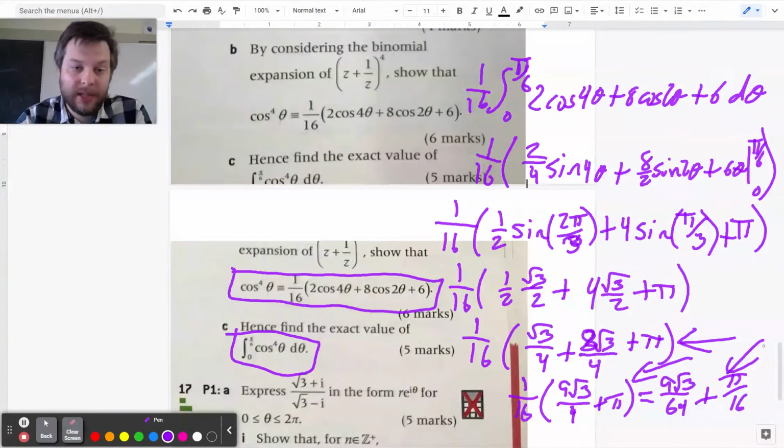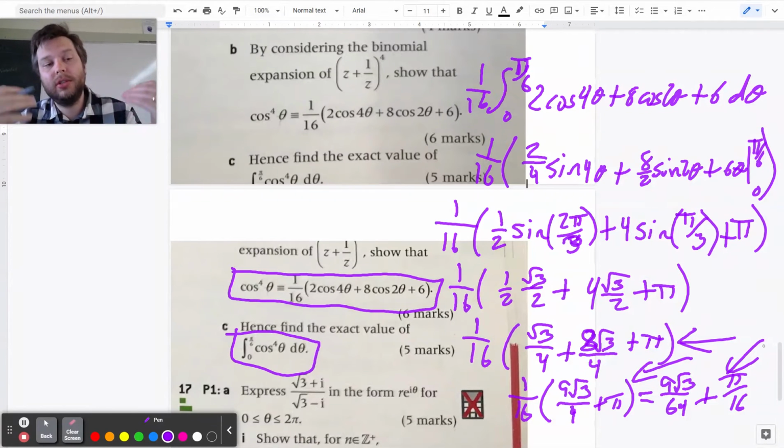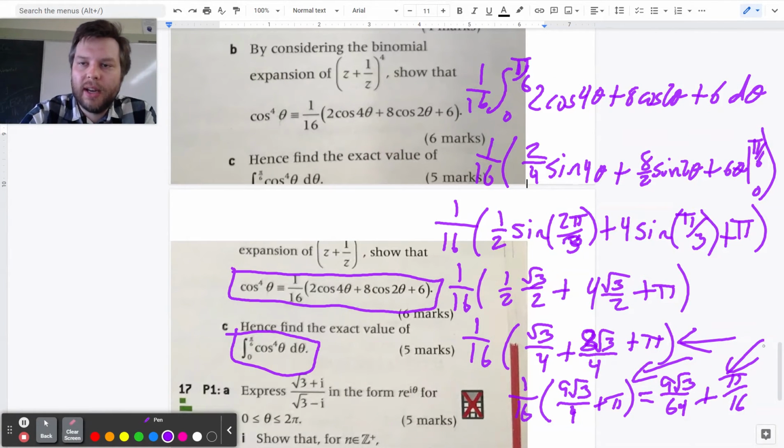The relevant thing really is that you're able to use the prior result to express cosine to the 4th in terms of the first powers of cosines, and then you're using that mini u substitution to integrate and divide by the linear coefficient of theta. All right, ask questions or let me know where I screwed up.